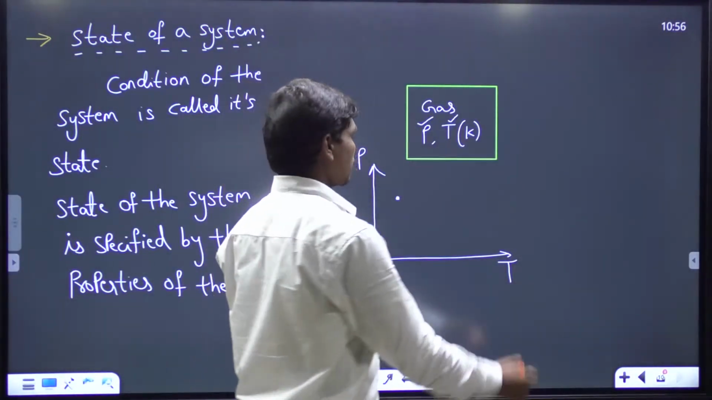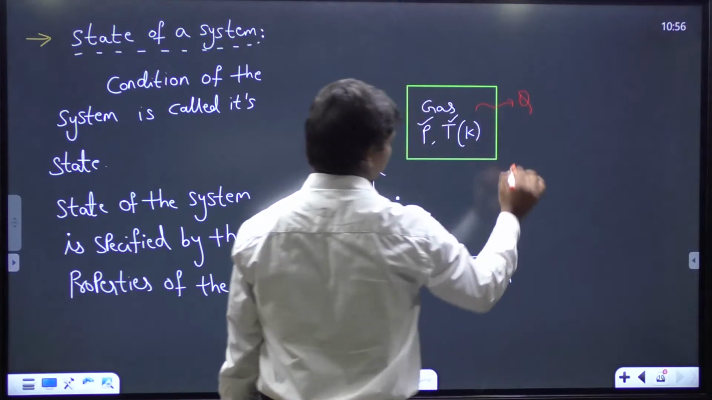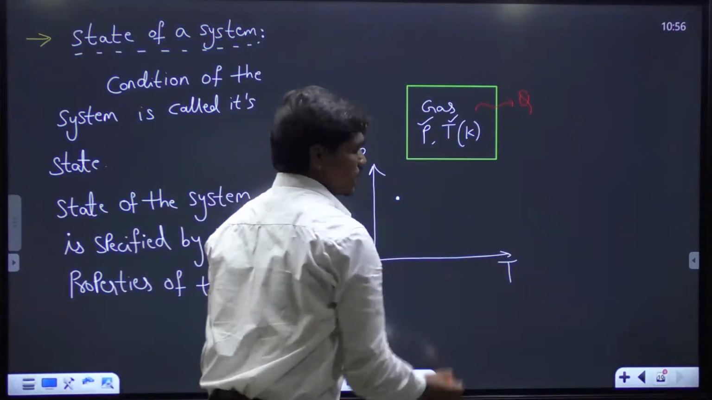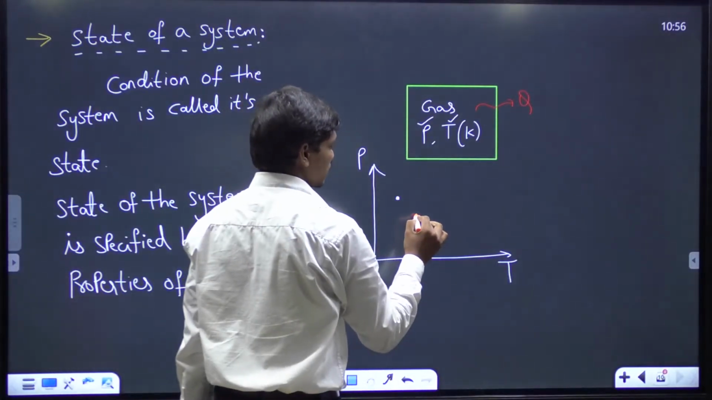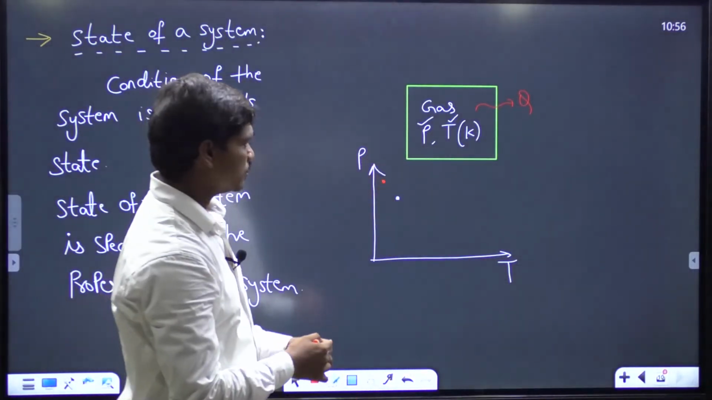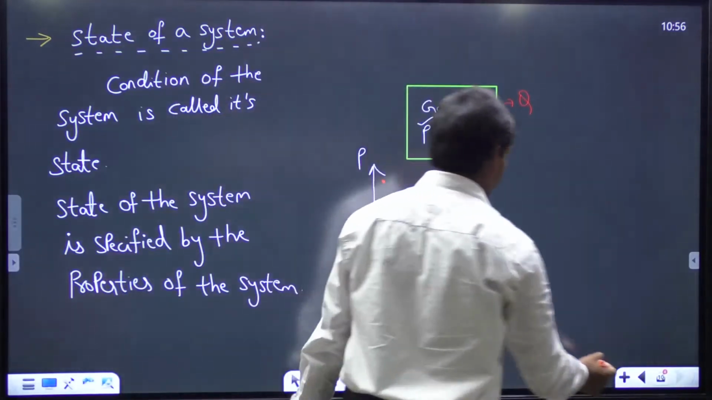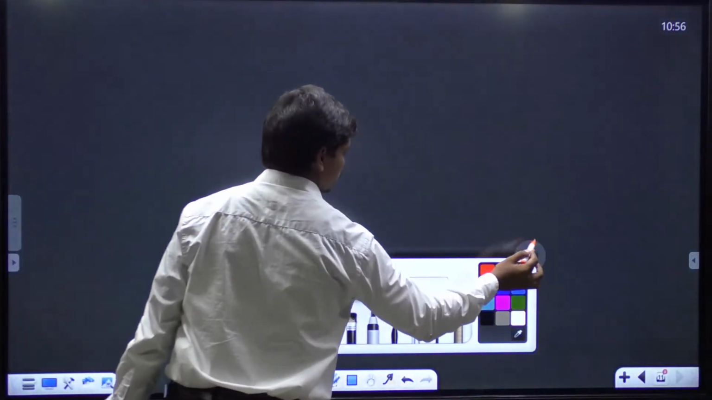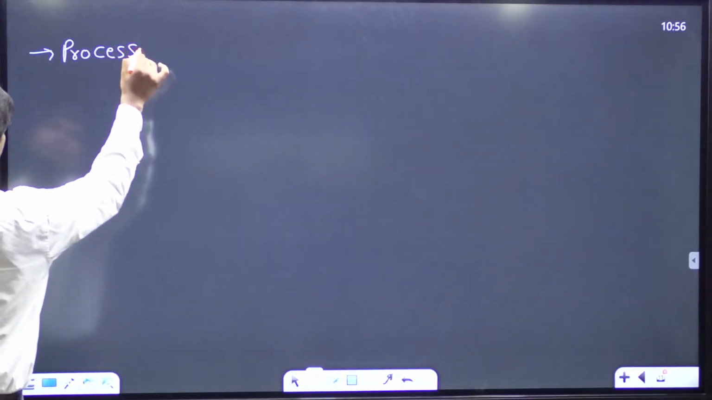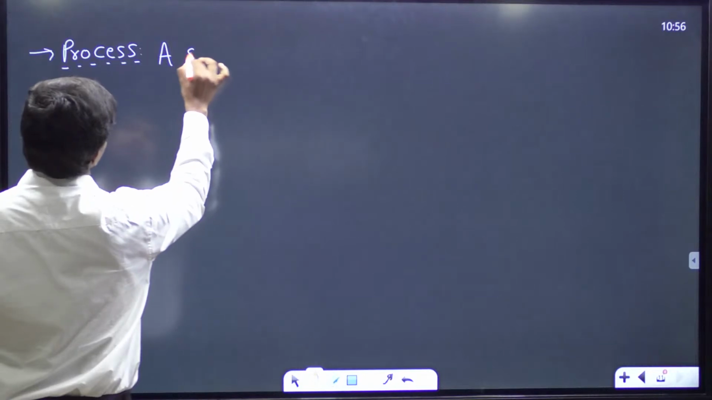Now let us suppose some heat is getting transferred out of this. Then definitely there will be some change in the system. Let us suppose that is something like this, somewhere here, anywhere as you wish, because I didn't mention what the process is. Basically I want to say that the system changes its condition. Okay, so let us go for the next definition: process.